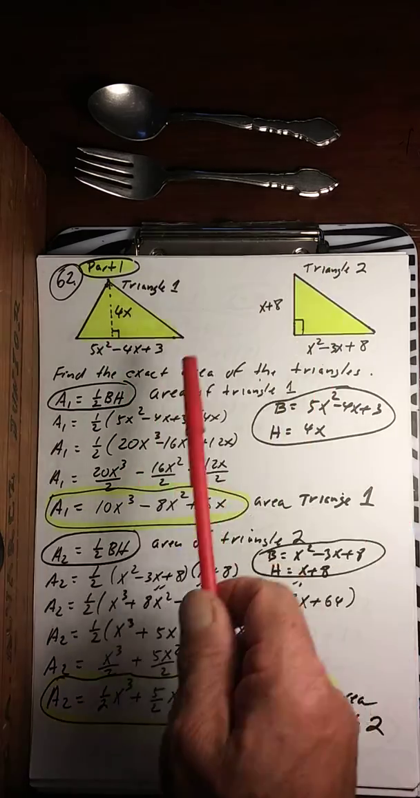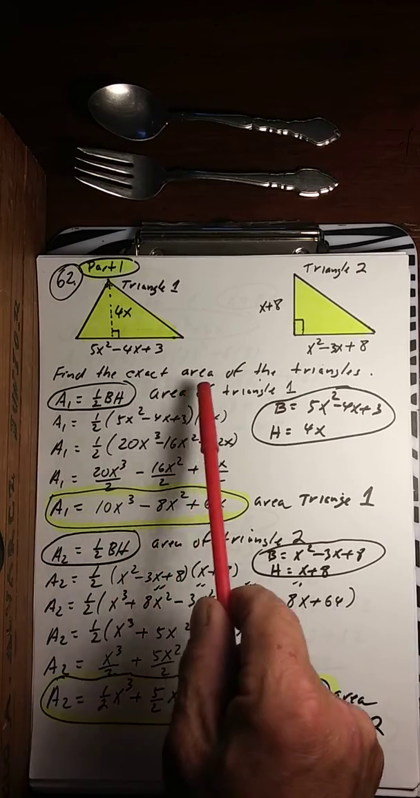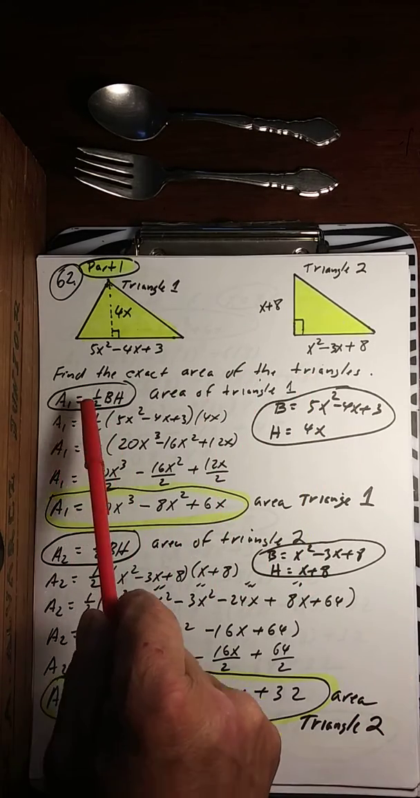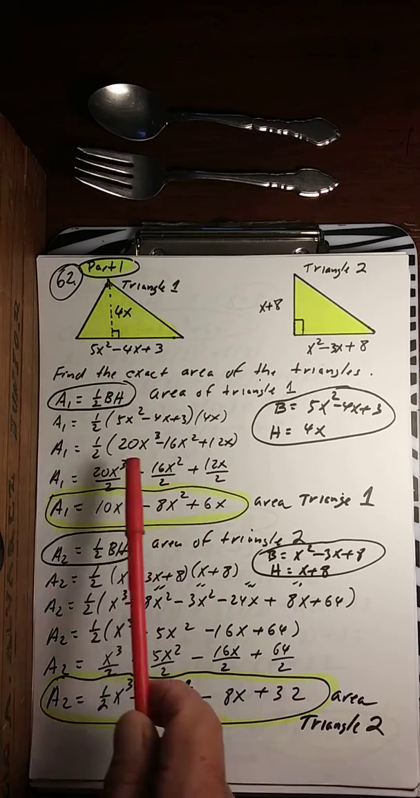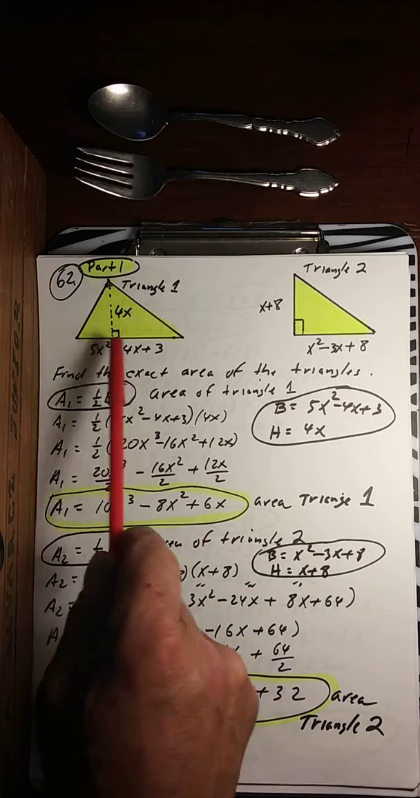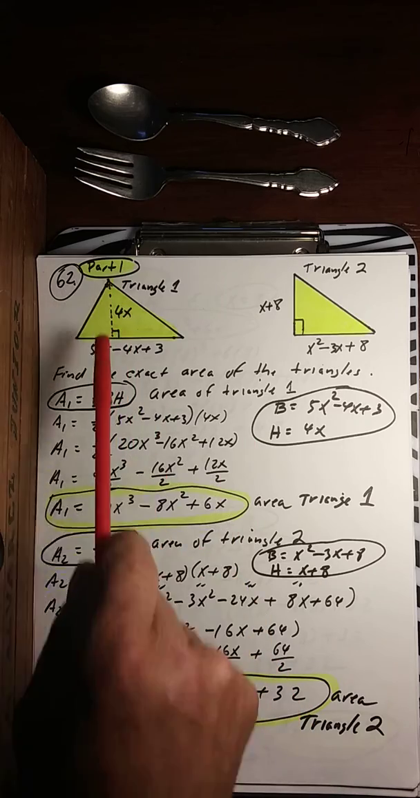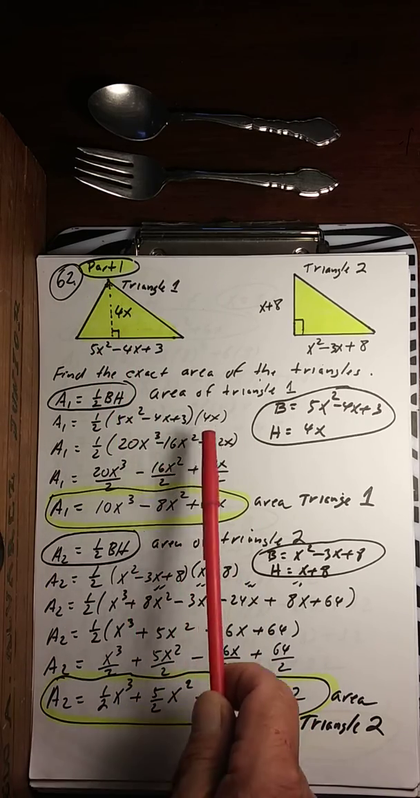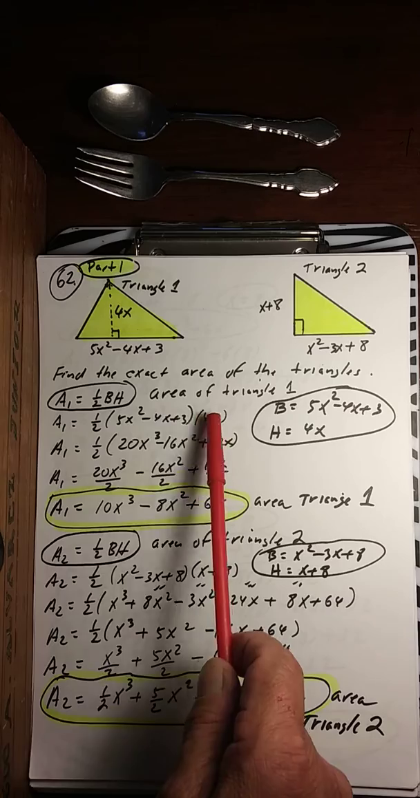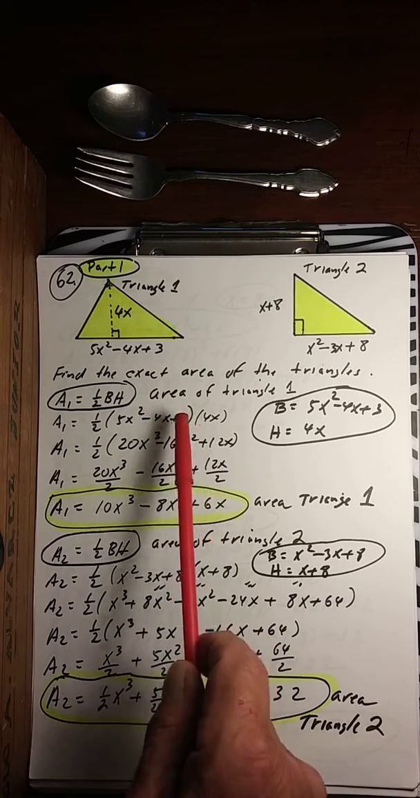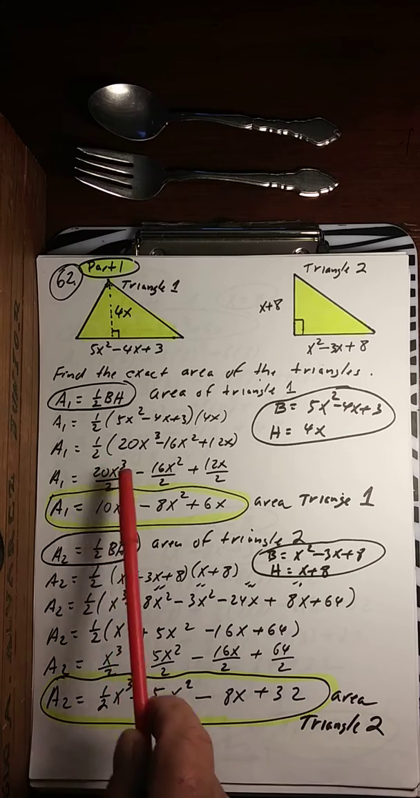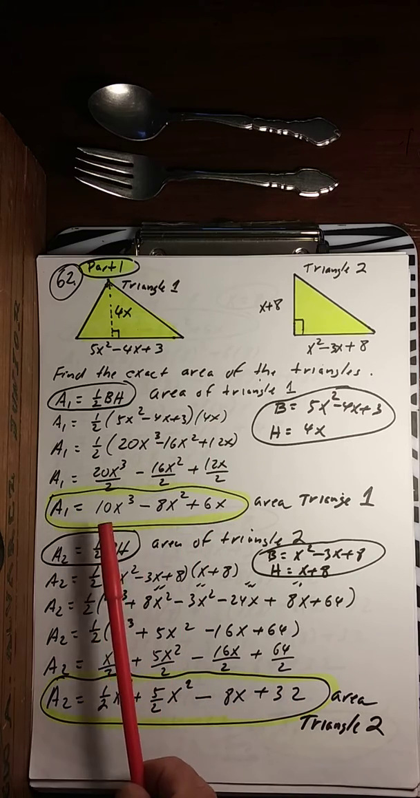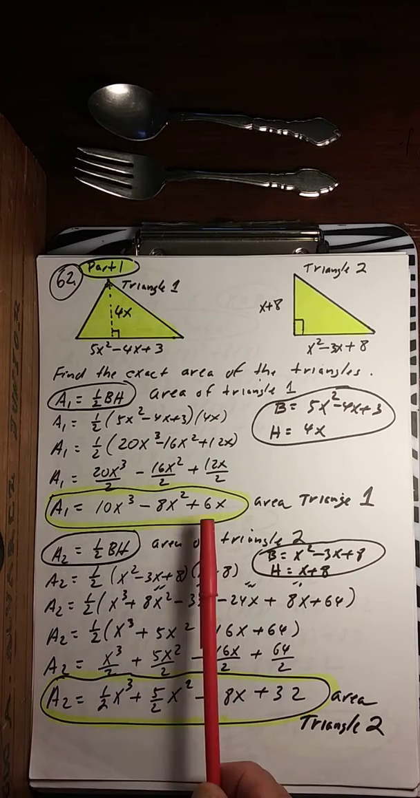Triangle 1, triangle 2. Find the exact area of the triangle. So area equals 1/2 base times height of a triangle. So we have 1/2 times the base times the height. This right here, so we'll multiply these together. That turns out to be 28x cubed, 16x squared, and 12x. Now half of that: divide by 2 on all of them. So 10x cubed minus 8x squared plus 6x.